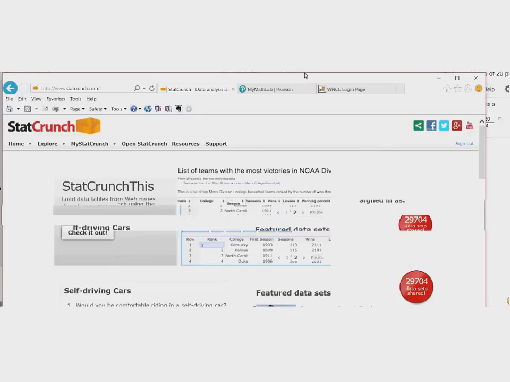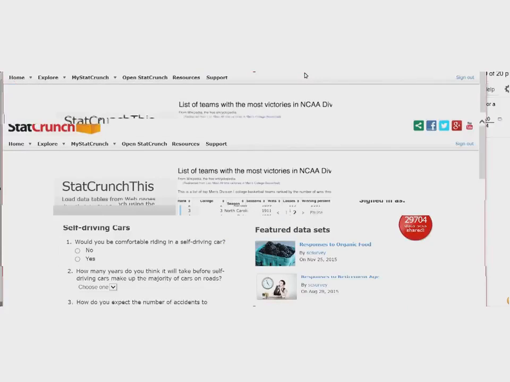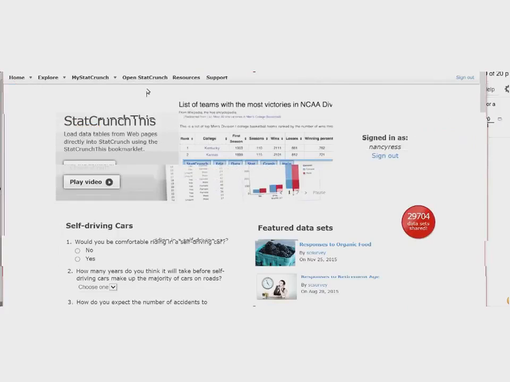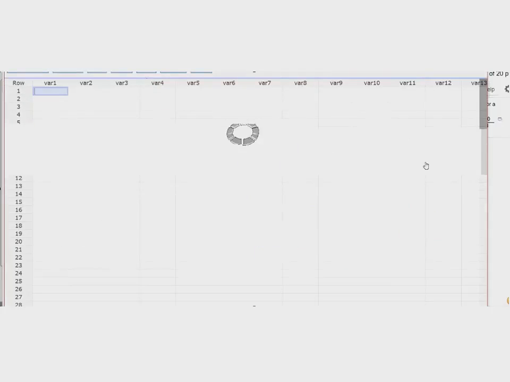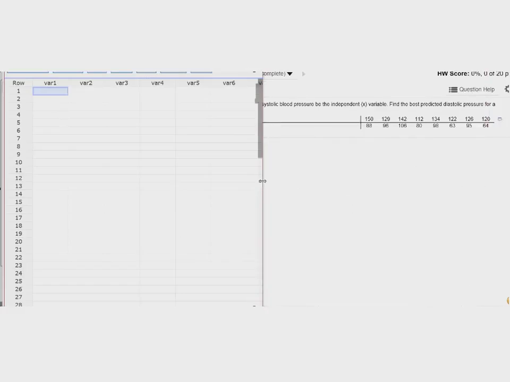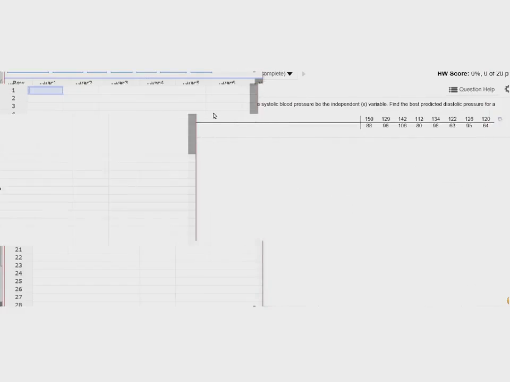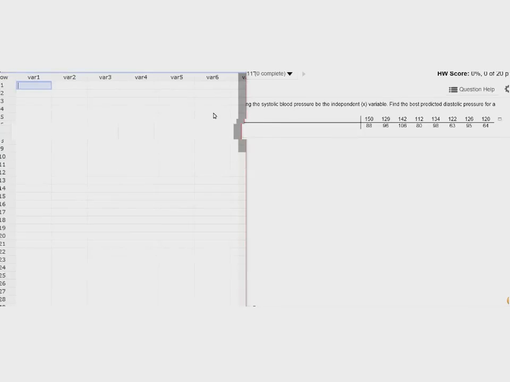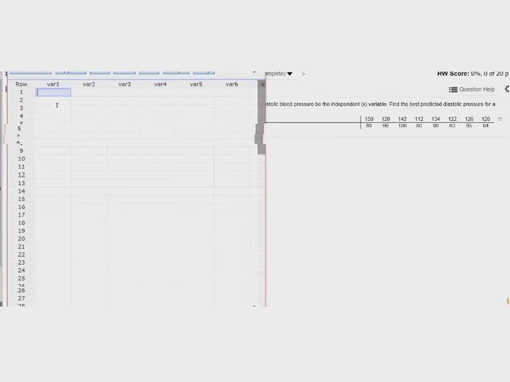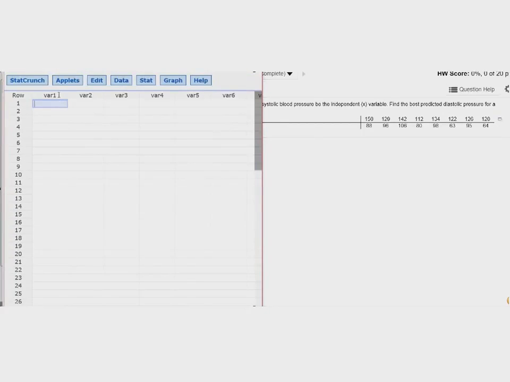So once you get this pulled up, if you want to put in some data, just click on Open StatCrunch. And then you're just going to enter the data that they gave you. So in this problem, we had the systolic blood pressure and the diastolic. So I'm going to go ahead and type those in for my column headers just so I know which one's which.